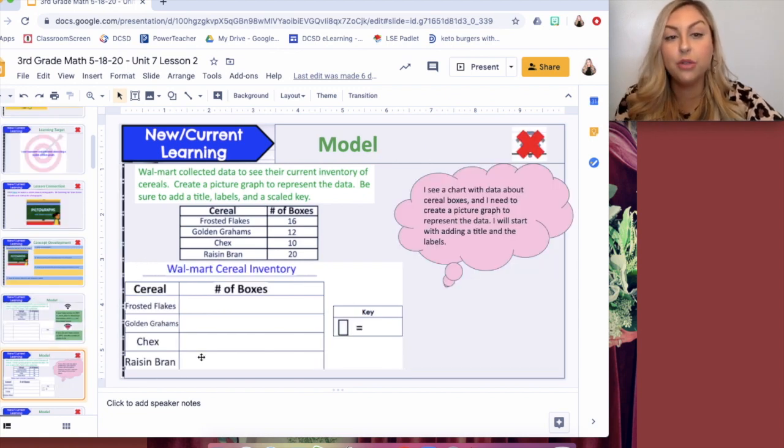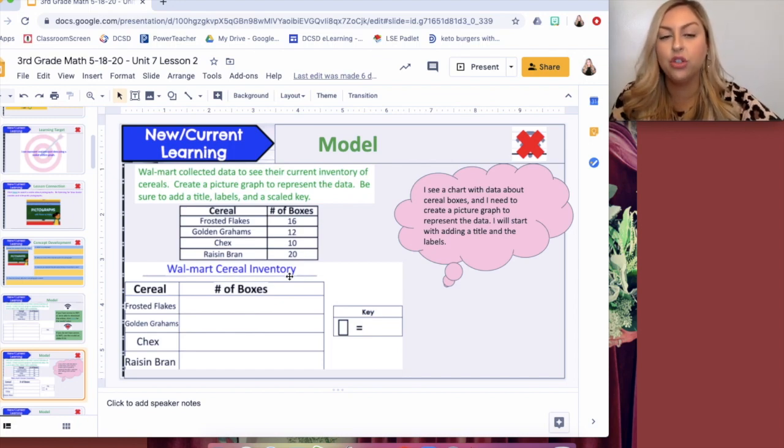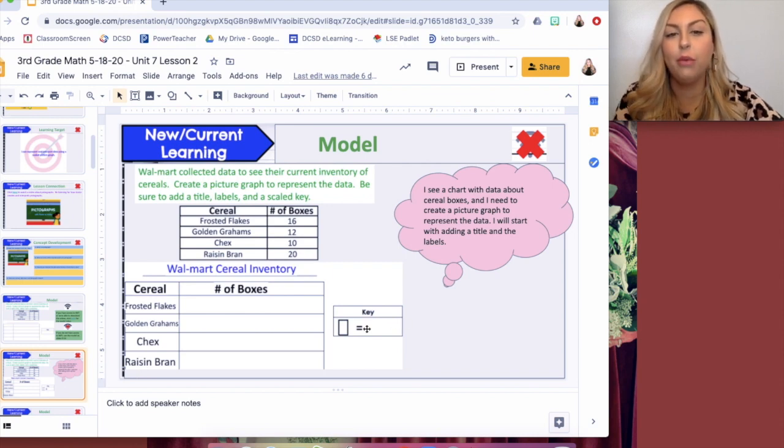So the first thing we would do is put the title, Walmart Cereal Inventory, because we want the reader, whoever's looking at the pictograph, to know exactly what they're looking at. And then we labeled it. We had to put the word cereal and the number of boxes, and then we had to write the 4 different types of cereal in each of those boxes as well. Now the key, we're going to put 1 square equals how many boxes.